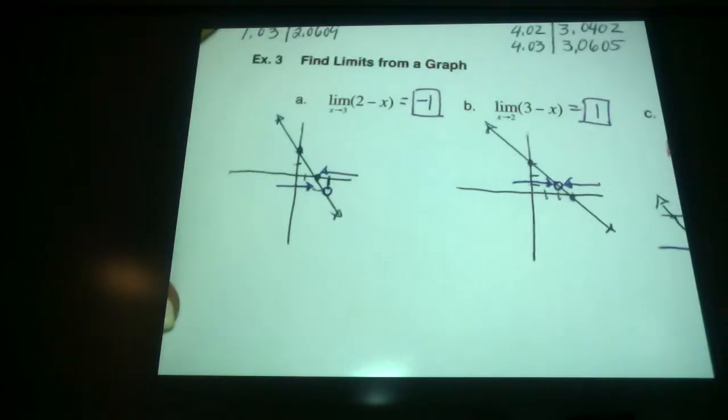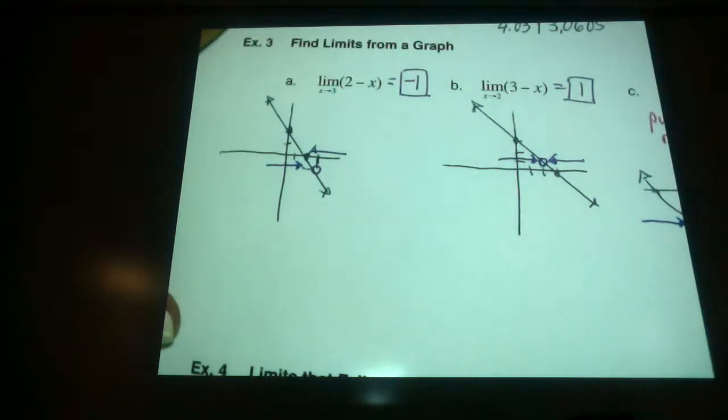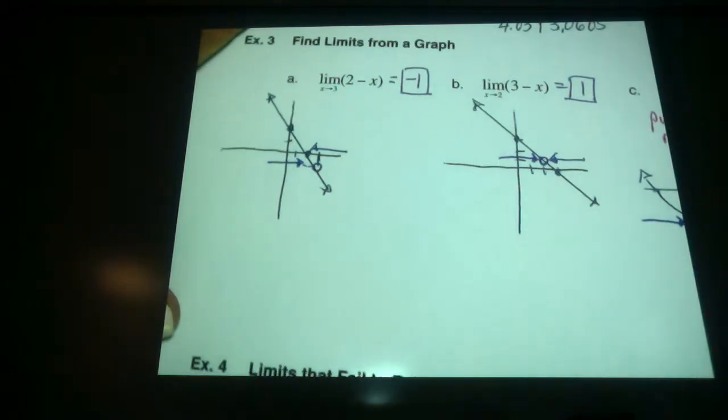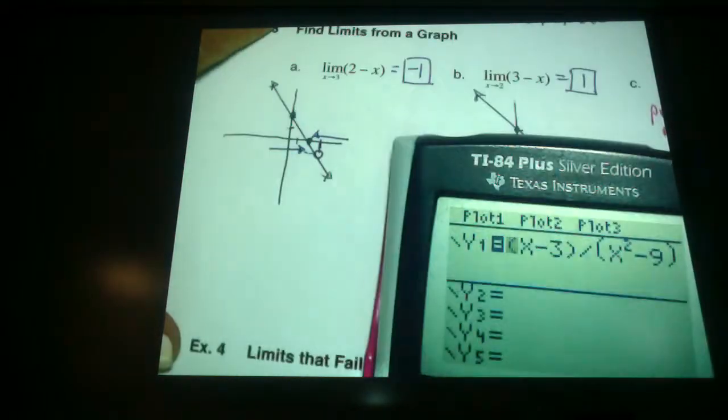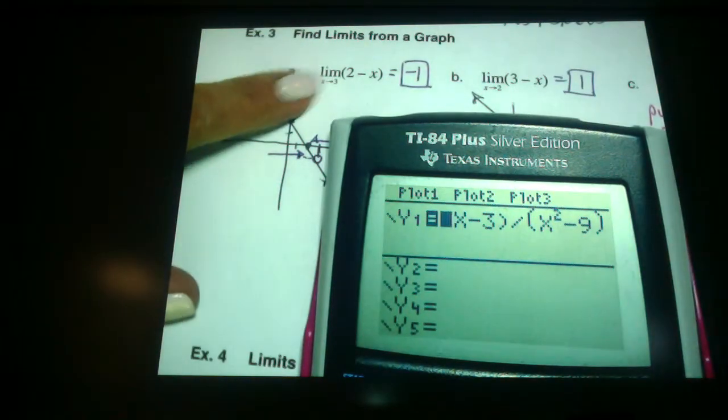All right, so then we can also just look purely at graphs, and I have put a link on my website to the Khan Academy where you can practice looking at graphs and finding limits. And if we have time, we'll explore that today as well. But let's go into y equals. We're just going to put these functions in. Again, we could use direct substitution.